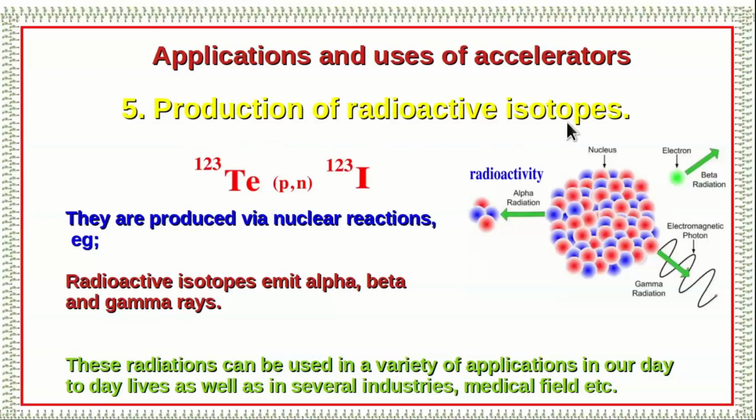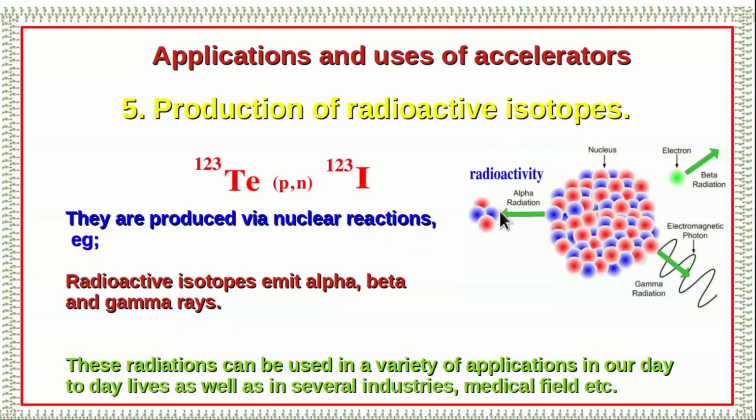Now, radioactive isotopes are very important, not only for research purposes but also for many practical applications and in industries. For example, iodine-123 is a very important radioisotope which is useful for medical applications. This is produced via the nuclear reaction of tellurium-123 being bombarded with protons. A neutron is emitted in the process, resulting in the I-123 nucleus, which is radioactive. So these radioactive isotopes are produced via nuclear reactions.